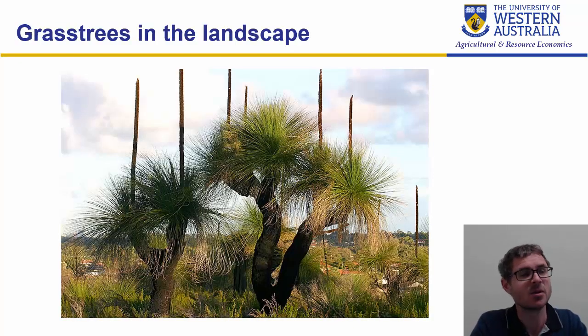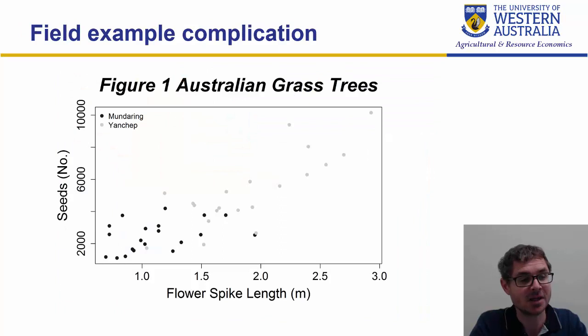So I'm trying to have a range of examples that might be relevant to or of interest to different people studying in different areas. So the next example I want to look at here is some relationship between seed production and flower spike length in grass trees. This data is from two sites, one in Mundaring, the other one is Yanchep.